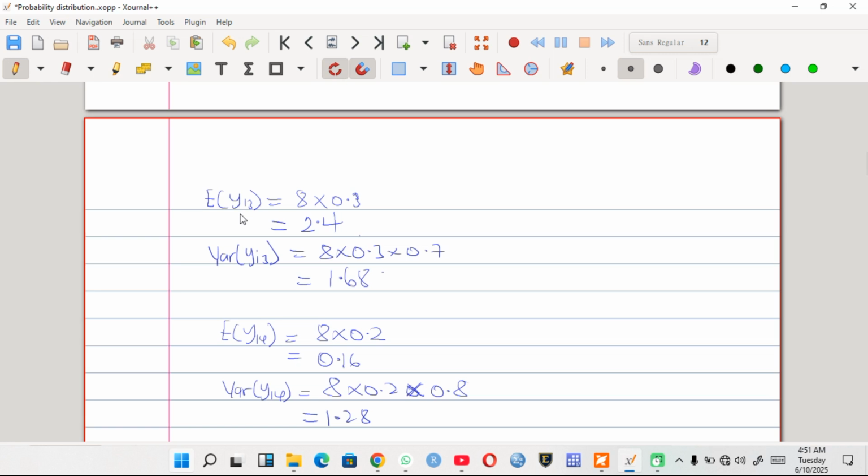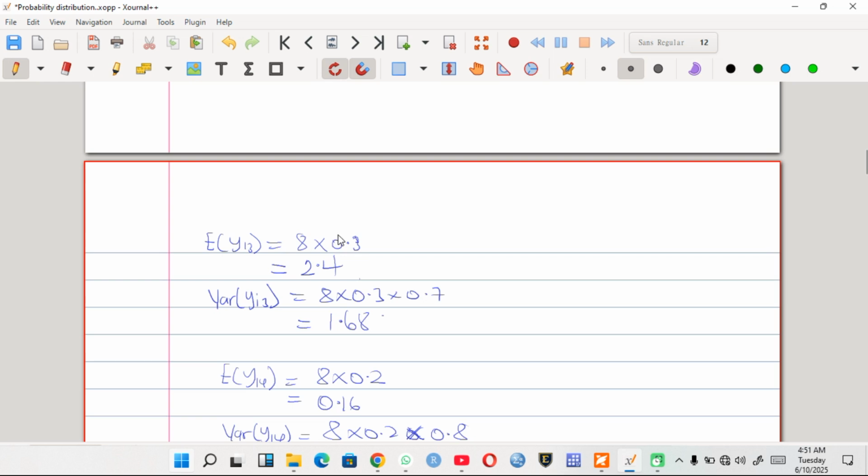For that one, our p was given as 0.3. So here it will give us n times p2, which will give us 0.3. So here 8 times 0.3 is giving us 2.4. Then we find our variance. We just subtract 0.3 from 1, and we are getting 0.7 here. It will be n times p times q. That will give us 8 times 0.3 times 0.7, and we are having 1.68.